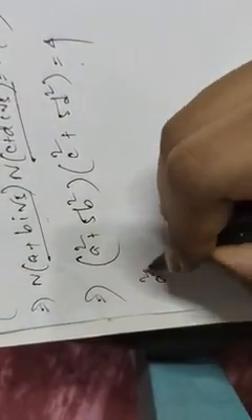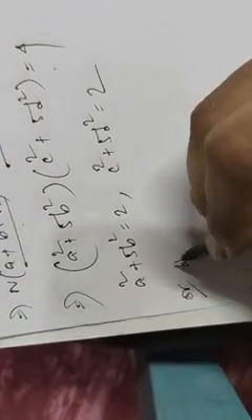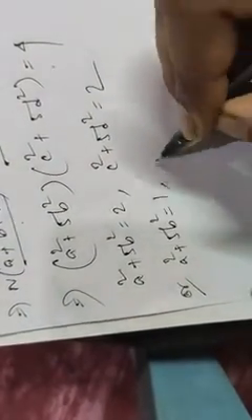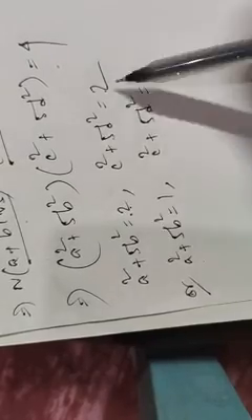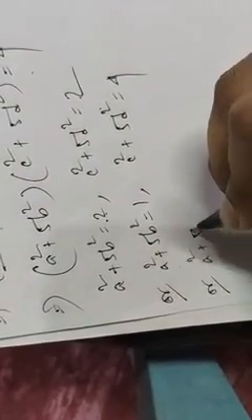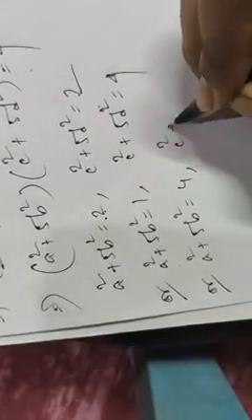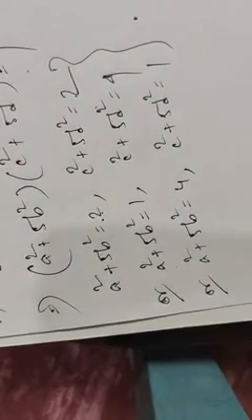Now what are the possibilities? a square plus 5b square can be 2 and c square plus 5d square can be 2, or a square plus 5b square can be 1 and c square plus 5d square can be equal to 4. Here we cannot take minus 2 because the norm function is always non-negative. This is why we are considering the positive values only. Or another condition can be a square plus 5b square equals 4 and c square plus 5d square equals 1. These are the only possible values for a square plus 5b square and c square plus 5d square.